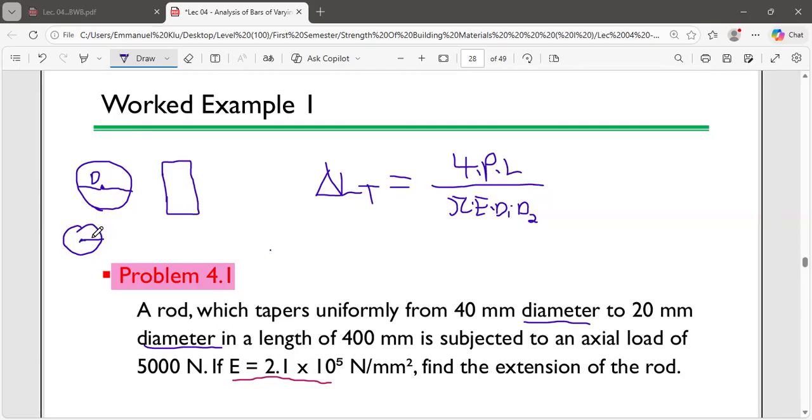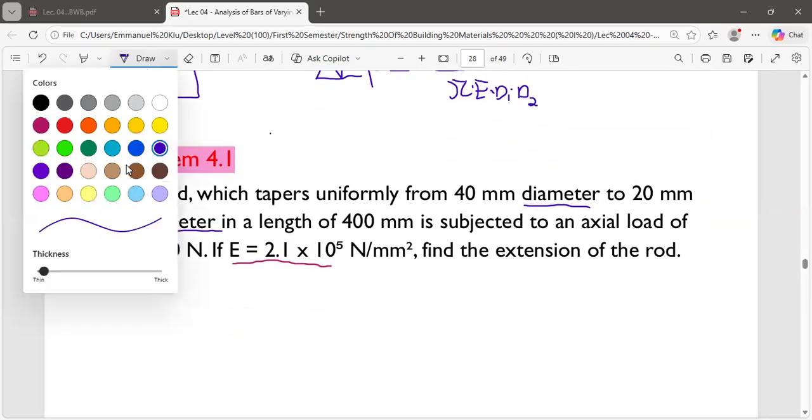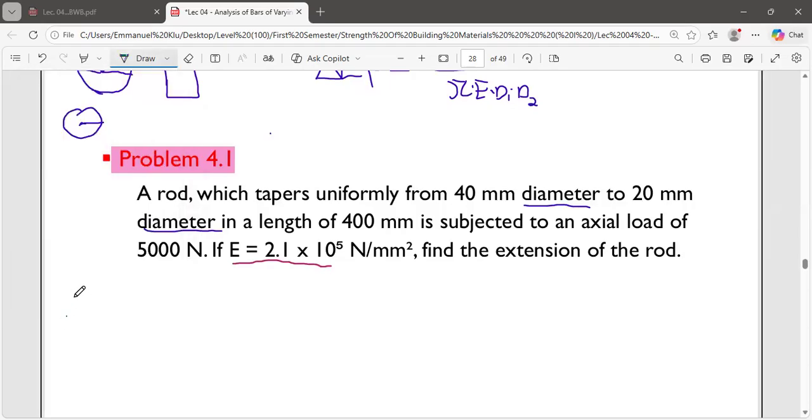Intelligence is being able to adapt to changes. When the drum beat changes, you should also be able to adapt the dance. Exactly. All right, let's proceed. So we are saying that a rod which tapers uniformly from 40 diameter. My last question before we proceed: the 40 and the 20, which one is going to be D1 and which one is going to be D2?